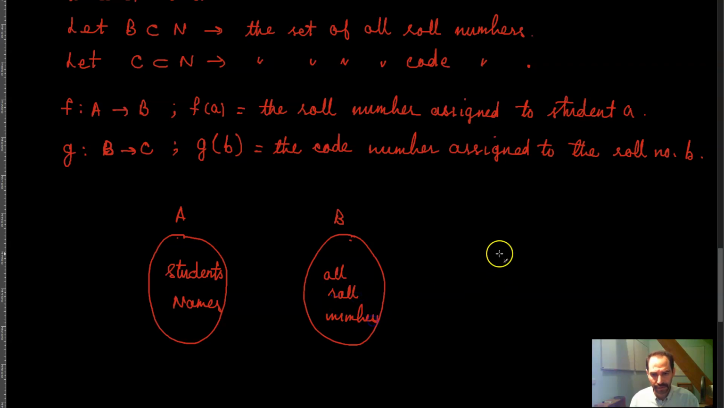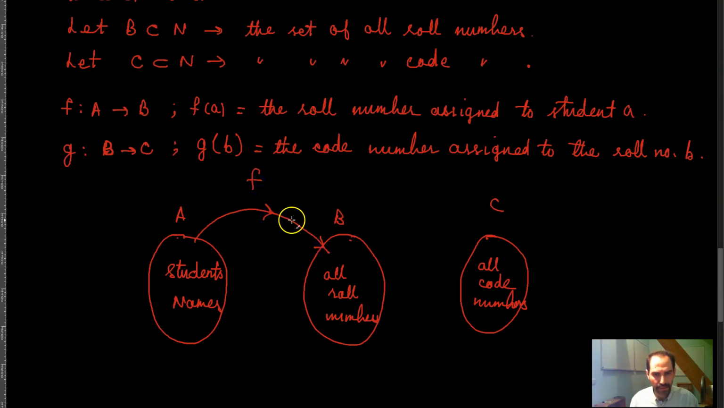All roll numbers. And you have a set C over here, which is basically all code numbers. Right? Now there is a function f from A to B, and the function f is basically defined as f of a. Suppose that all of these elements, let's denote them by a, and all of these elements we denote by b.